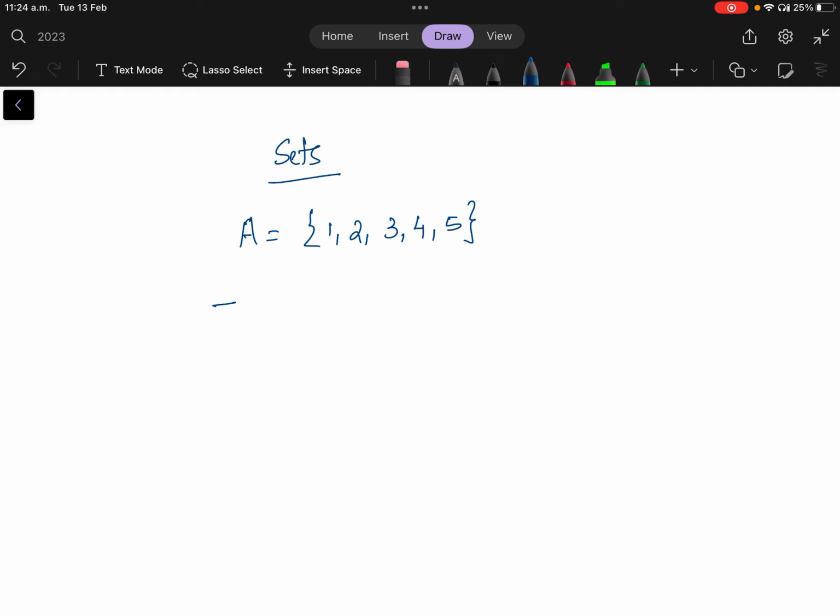There is a concept called cardinality. Cardinality of a set means the number of elements of the set, and it is denoted by hash. So hash A, which is called the cardinality of A, is equal to 5. It is the number of elements, so it is 5. Now, a set should always be put in curly brackets like this, with the elements written separated by commas.